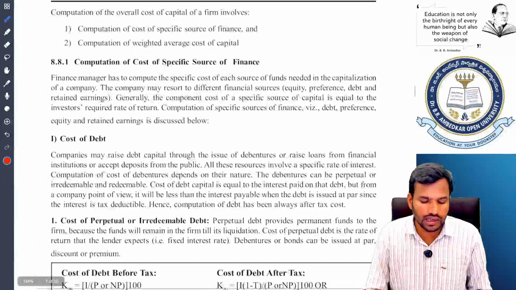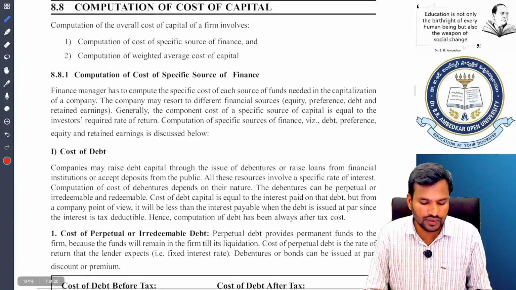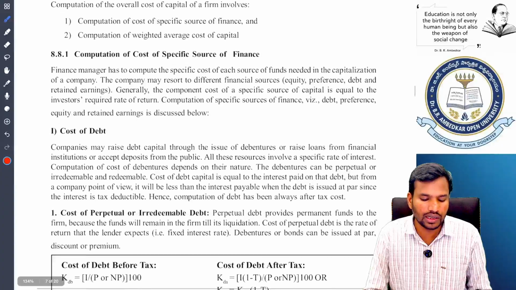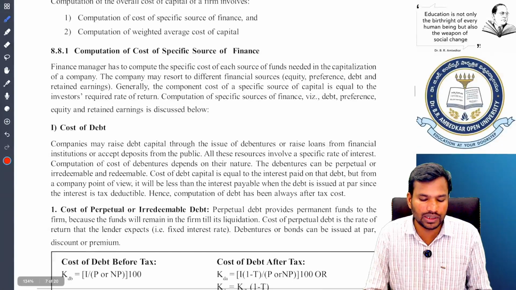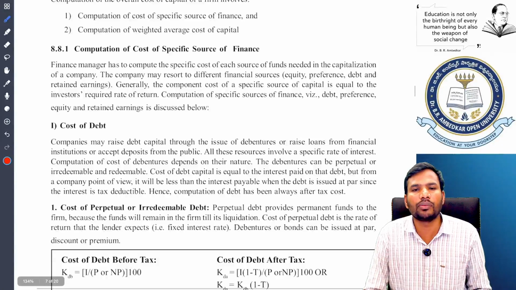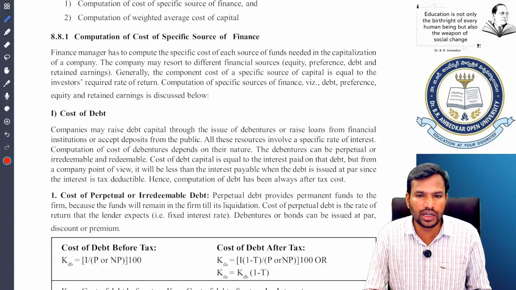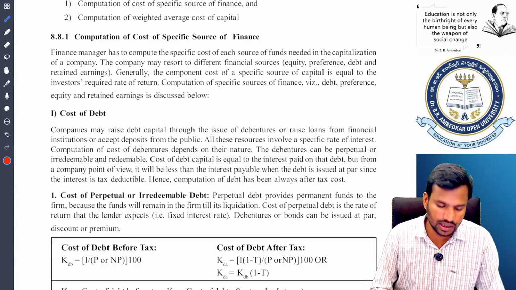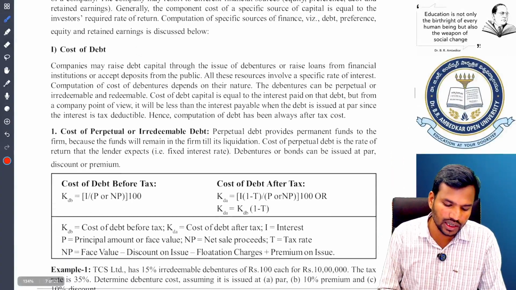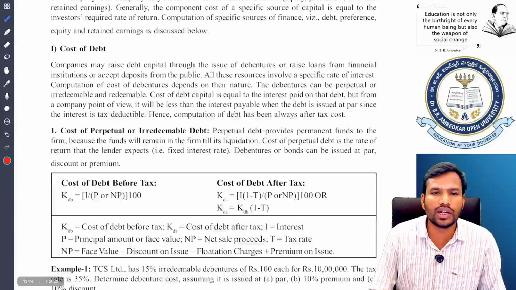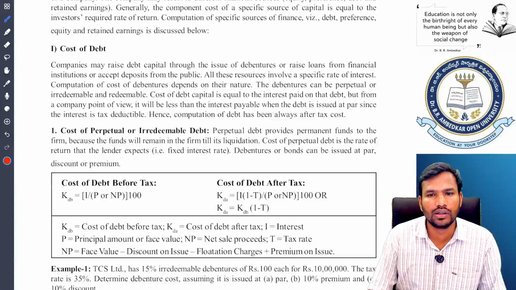Now, computation of the cost of capital. First, cost of specific sources of finance, then computation of the weighted average cost of capital. First, computation of the cost of specific sources of funds. Under that, cost of debt. Cost of debt is divided into two parts: redeemable and irredeemable.